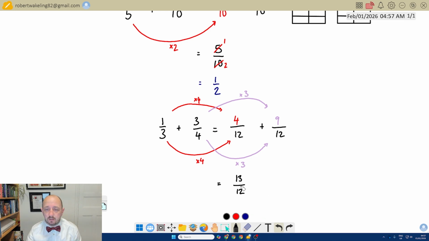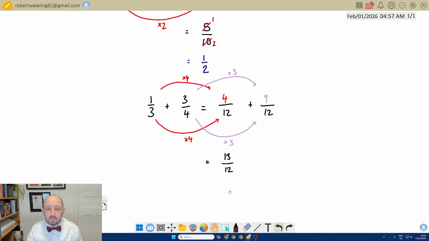You may be asked to put this as a mixed fraction at the end. There's another video on this that you can find, but essentially we're asking how many 12s go into 13, which is 1. That becomes the big number in front, and the remainder of 12s into 13 is also 1. So 12 plus 1 gives me the 13, and the denominator stays the same.